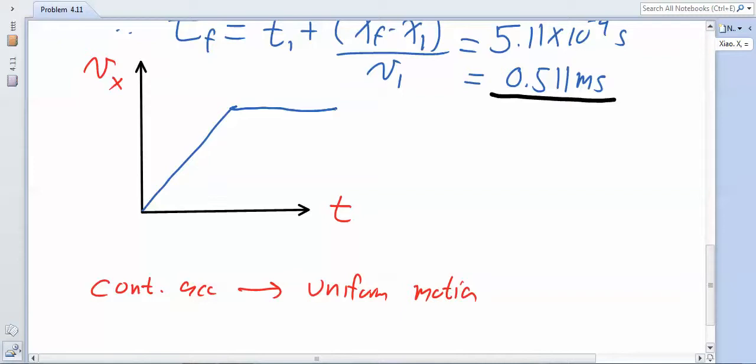All right, so we figured out the acceleration, we figured out the time for the process to happen, and we drew a graph of the velocity versus time. There we have it.